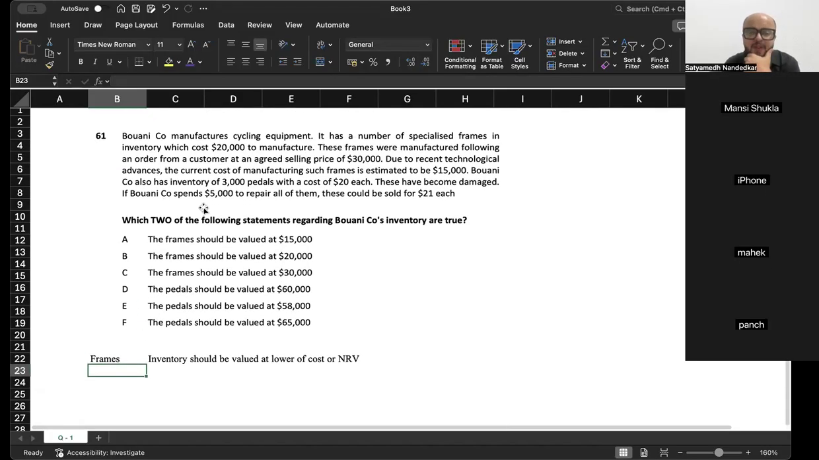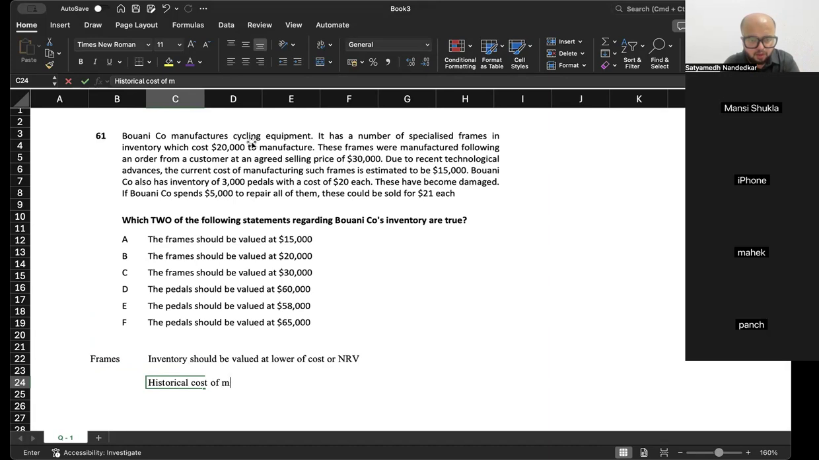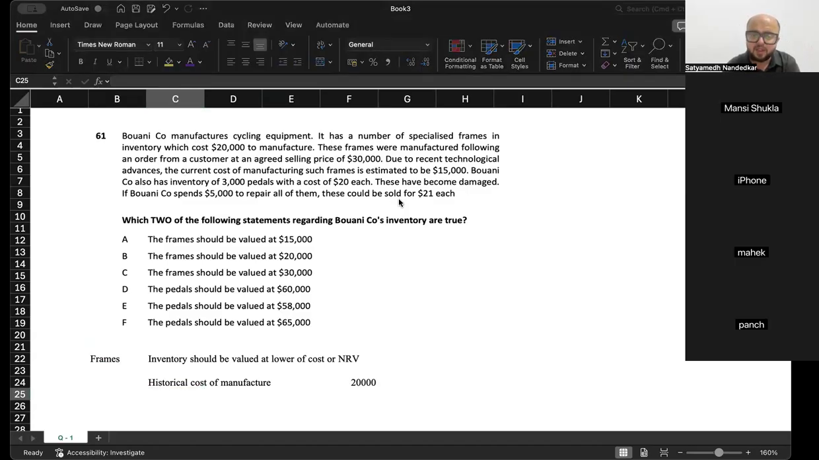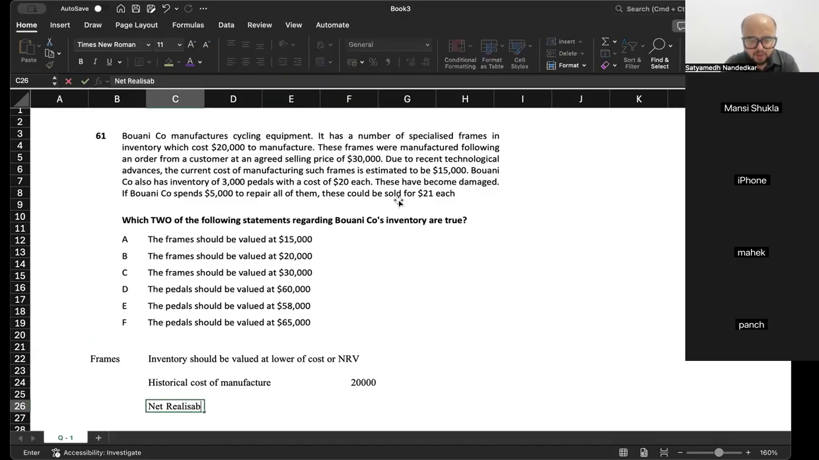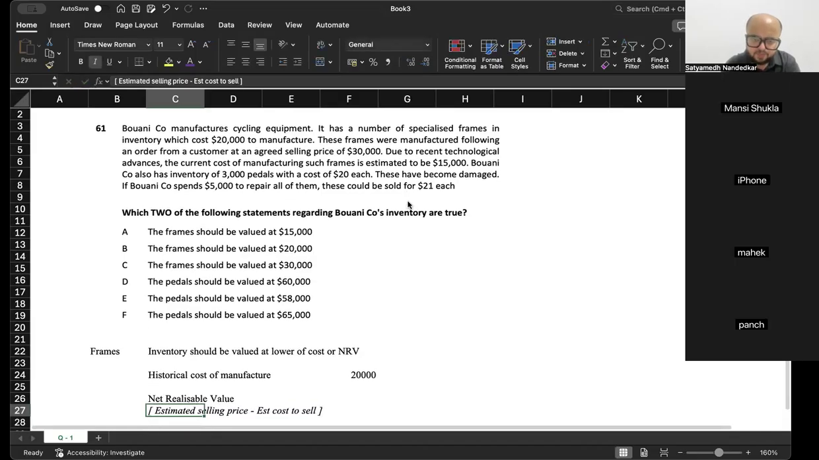Okay, now look here: it has a number of specialized frames which cost 20,000 to manufacture. So historical cost of manufacture, how much? 20,000. These frames were manufactured following an order from a customer at an agreed selling price of 30,000. Okay, agreed selling price of 30,000 means it has to be net realizable value. What comes in net realizable value? Net realizable value is estimated selling price minus estimated cost to sell. Okay, so this is 30,000.